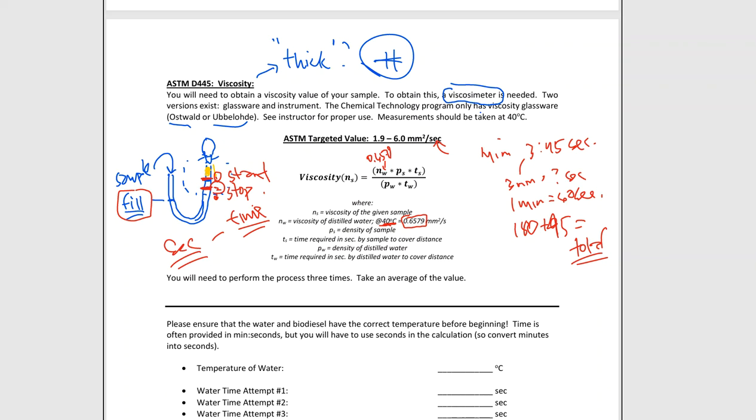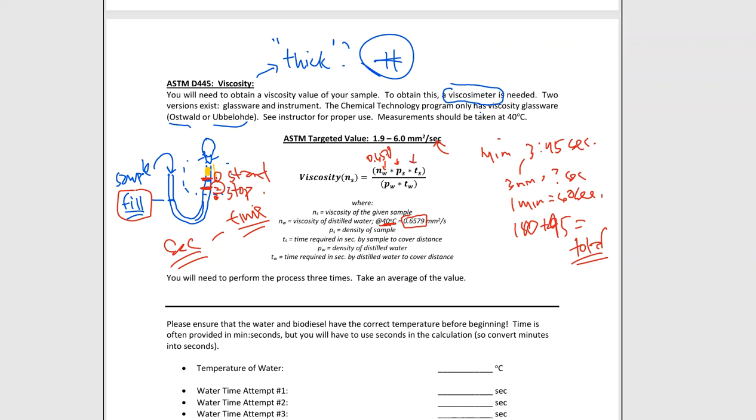Next up is P sub S, and that's the density of the sample. So this is another reason that we do our density meter read and why we record density as well as specific gravity, right? We're going to have to use the density here for this particular equation. So whatever I get from the density meter, that goes in for D or P sub S. Next up is T sub S, and it says that is the time that's required in seconds by the sample to cover the distance that's stamped on the glassware.